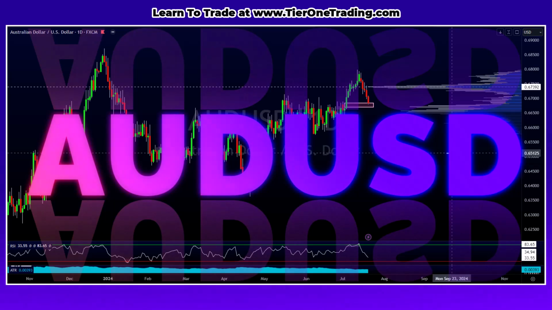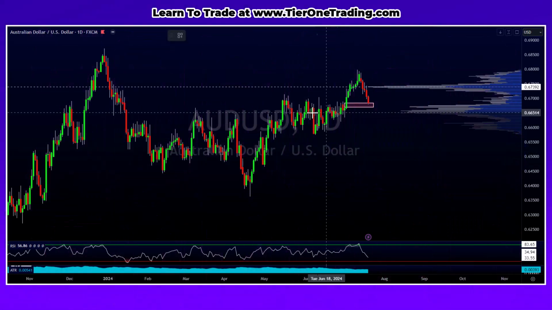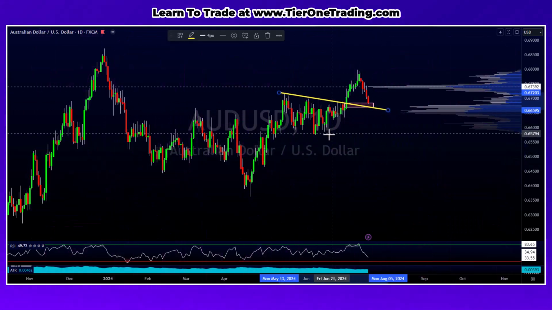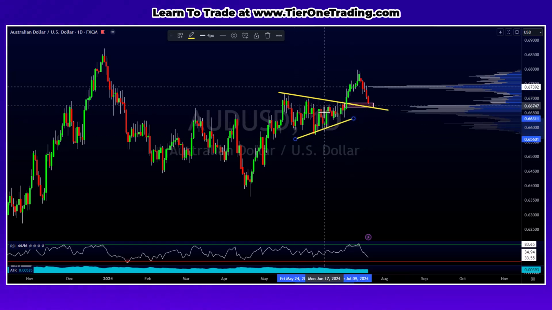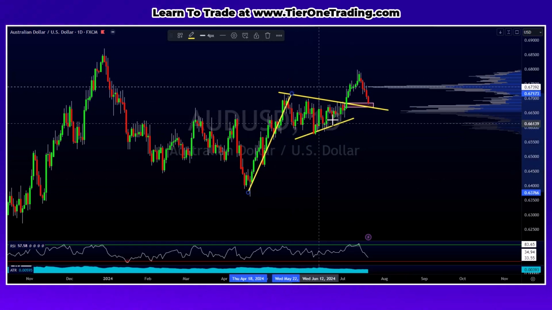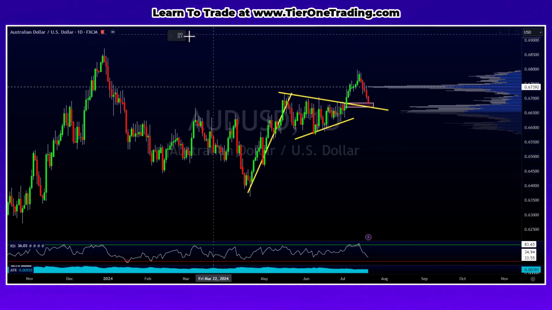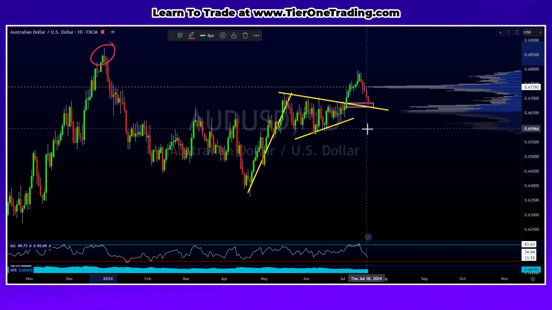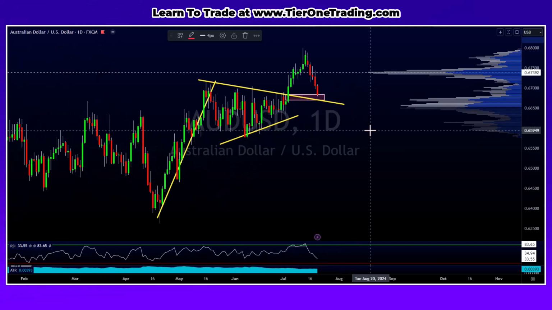All right, next pair. Our next pair is going to be the Aussie dollar. Just kind of go back in the throwback machine. Remember that we were looking for a violation of this consolidation pattern here on the Aussie dollar. We broke. We're now retesting that. Our anticipation was that we were going to continue higher, and we're coming down to a decent spot.